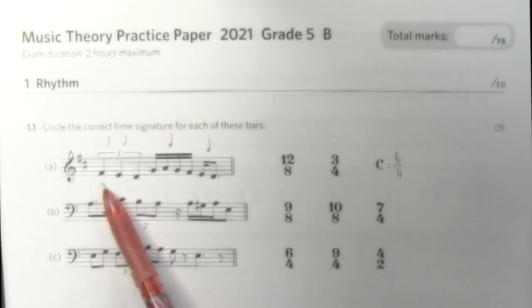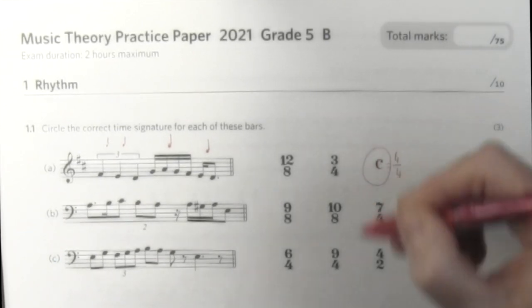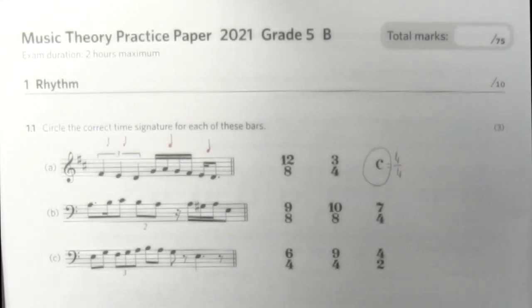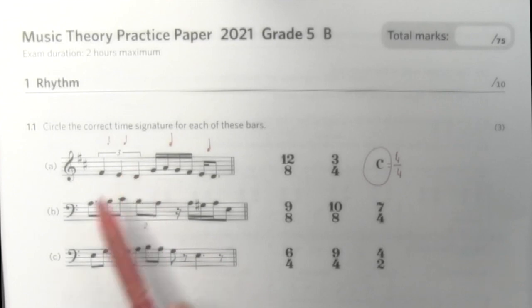All the chapters are available in my playlists, and you can find Discovering Music Theory, grades 2, 3, 4 and 5. Now, how many crotchets? 4, so we are in 4/4. There you go.